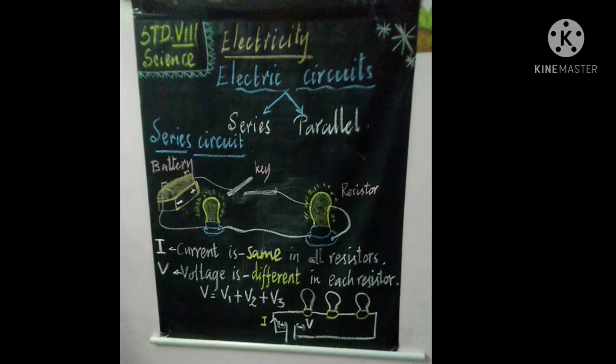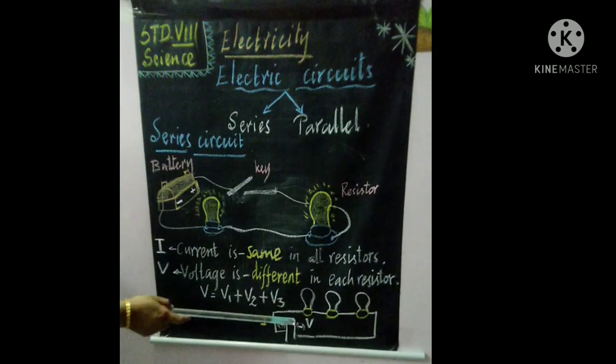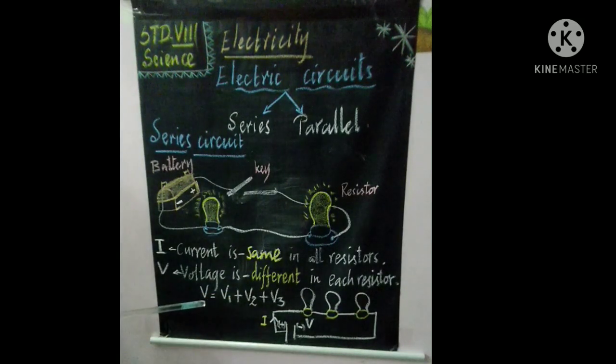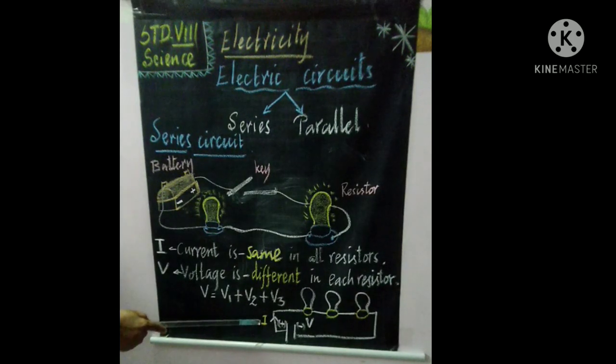We can denote this as V. So, V is equal to V1 in the first bulb, V2 in the second bulb and V3 in the third bulb. On the whole, the voltage is the total of the individual voltage drops across the resistances. How can we mention this? V is equal to V1 plus V2 plus V3. This is the simple circuit diagram to show the series circuit.